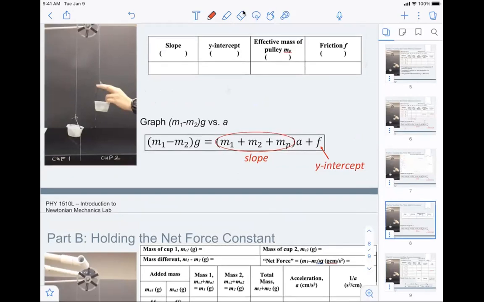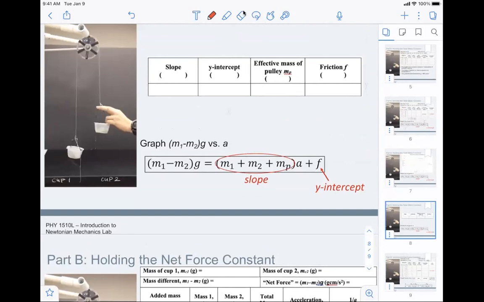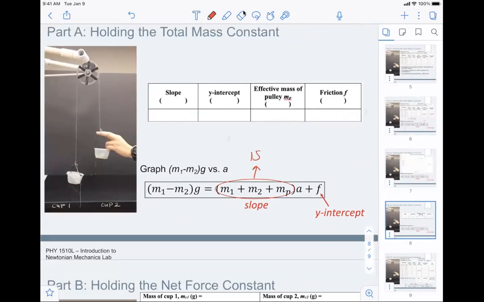Okay, so that is just our part A, right? And you can see from part A, let's say your slope is, I don't really know, 1500, for example. That means that the total mass of M1 plus M2 plus the mass of the pulley is 1500. So from that, if you subtract mass 1 and mass 2, you can get the effective mass of the pulley also from the slope. It's an indirect measurement, okay?